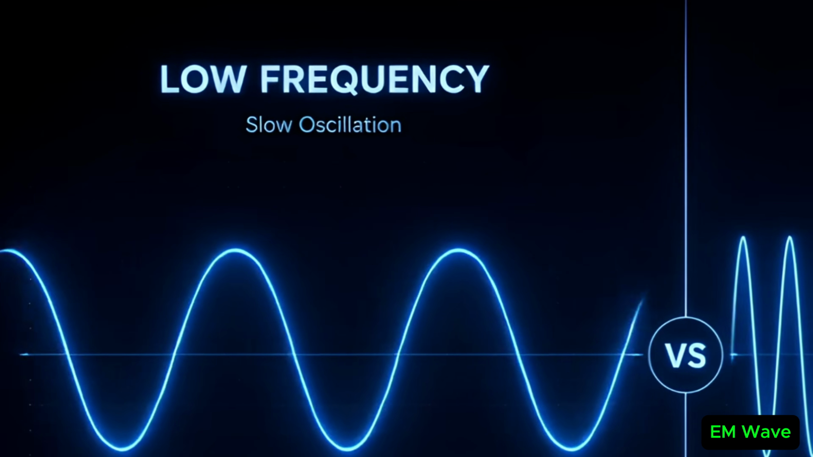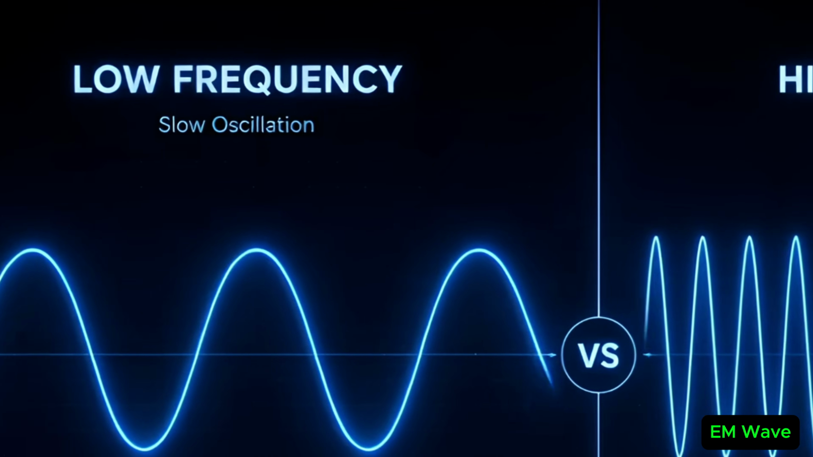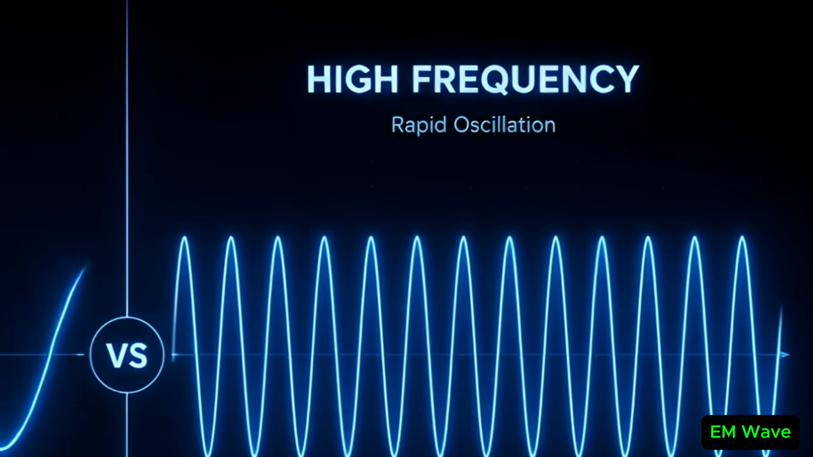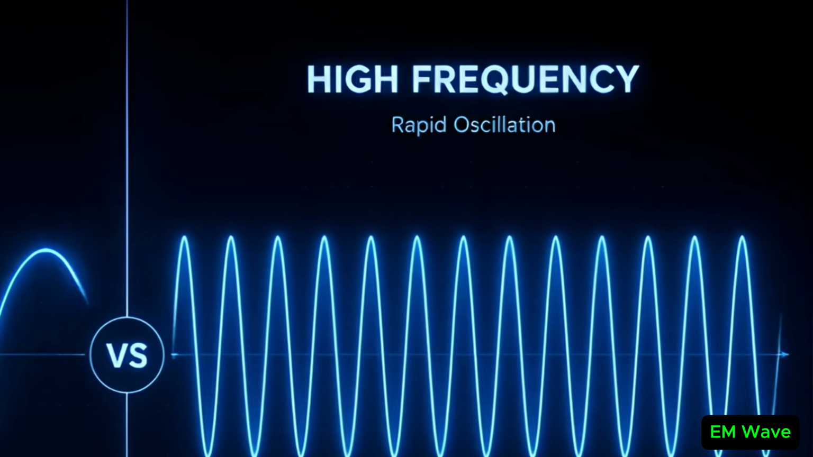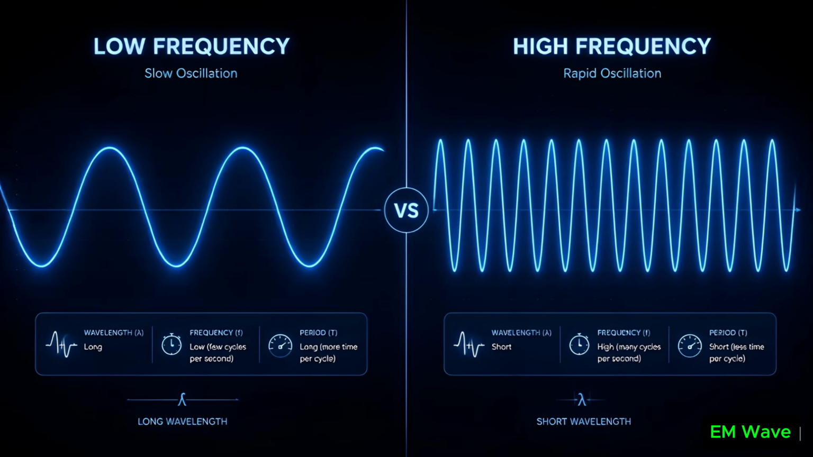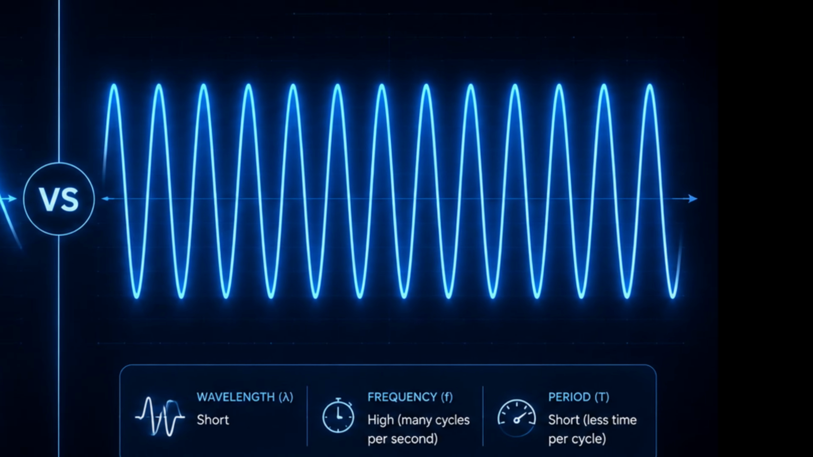A low-frequency wave oscillates slowly. A high-frequency wave oscillates much faster. Higher frequency means more cycles occurring every second.